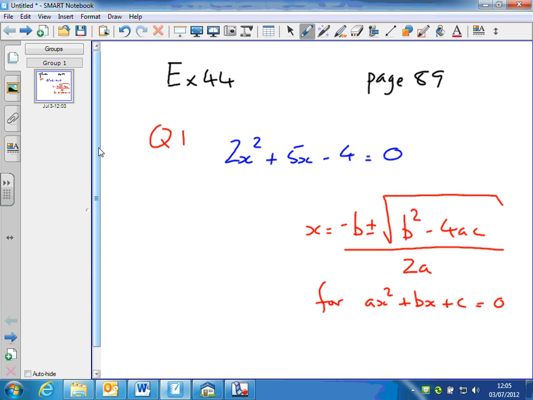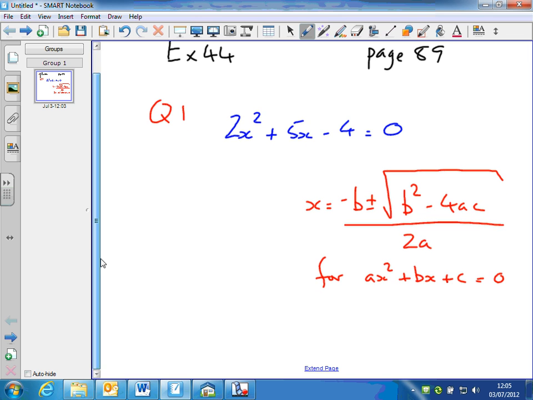Exercise 44, page 89, on using the quadratic formula. Question 1. Solve this quadratic equation, 2x squared plus 5x minus 4 equals 0. To do this, we use the quadratic formula, which is this.